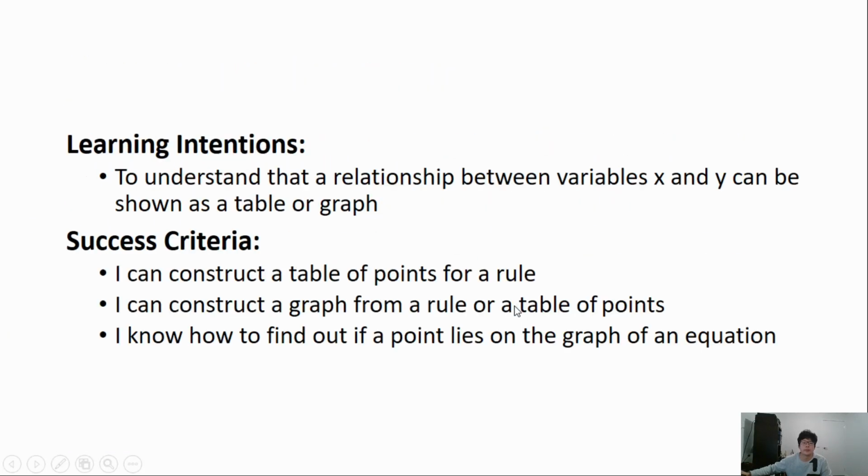Alright, so that brings us to the end of this video. Hopefully you guys did learn something from that, and hopefully by now you can construct a table of points for a rule, can then construct a graph from a rule or table of points, and finally know how to find out if a point lies on the graph of an equation. That was using the substitution method towards the end of the video.